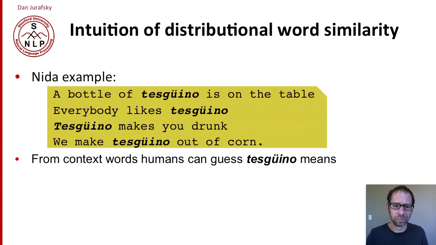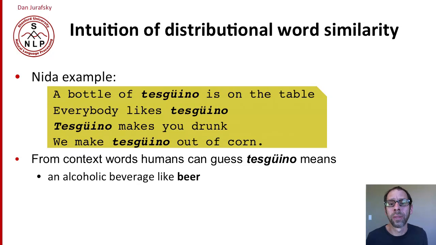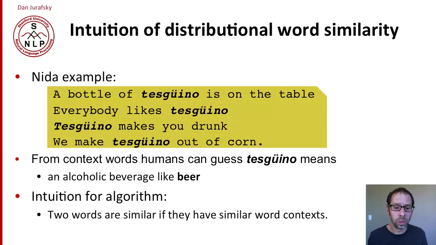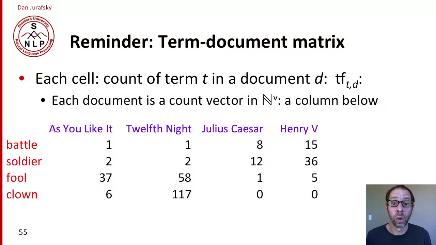So here's an example. We have a bunch of sentences about Tesguino. Nita says, a bottle of Tesguino is on the table. Everybody likes Tesguino. Tesguino makes you drunk. We make Tesguino out of corn. So from these context words, for a human, it's very easy to guess that Tesguino means some kind of alcoholic beverage, some kind of beer made out of corn. So the intuition for an algorithm is two words are similar if they're just surrounded by similar words. Very simple idea. Let's see how to make that work.